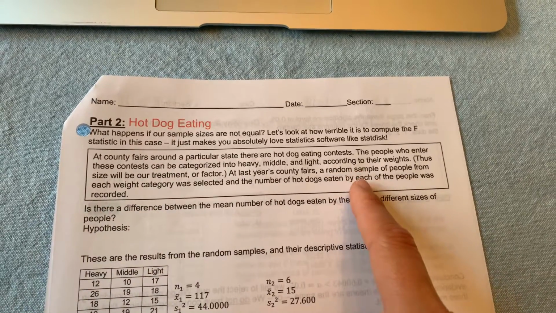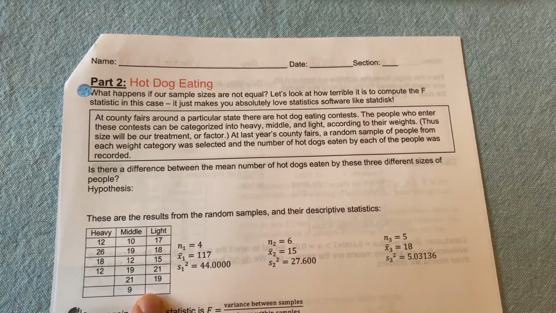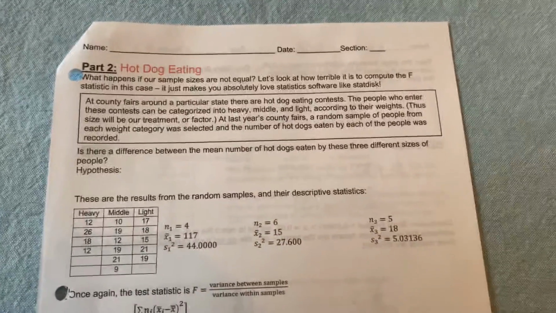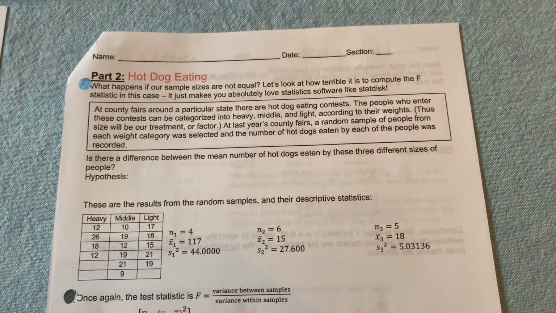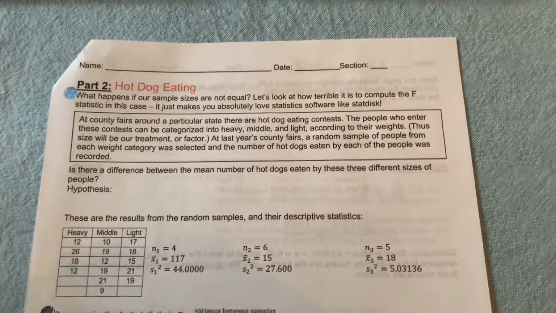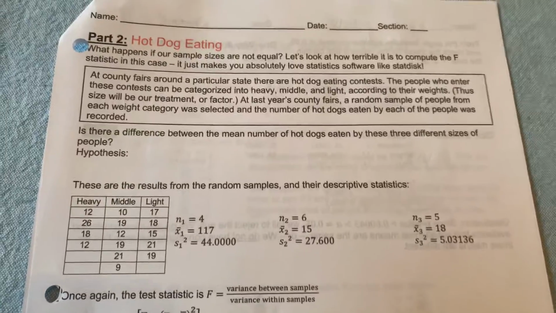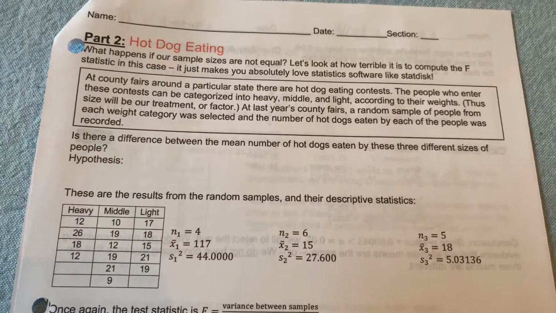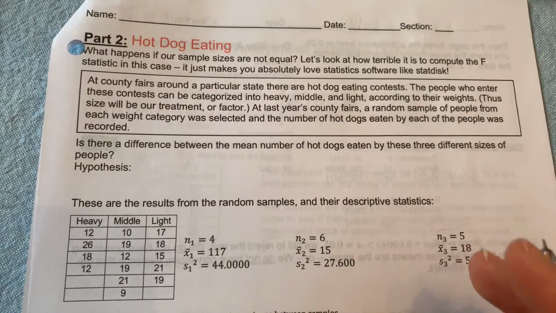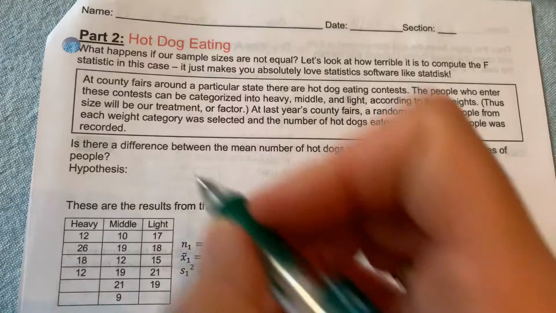So notice it didn't tell me the size of the random samples, and when I look at the data down here, I can tell they are different sizes. So my question is, is there a difference between the mean number of hot dogs eaten by these three different sizes of people? Okay, so we would start out with our hypotheses. In our four-step process, we'd get a little bit more in depth and state the parameter and the statistic, but in this case, we're just going to state our hypotheses.